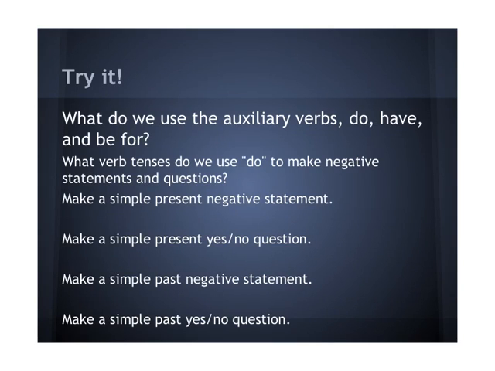Okay, it's your turn. Let's try it. What do we use the auxiliary verbs do, have, and be for? Okay, you're right if you said that we use them to make questions and negative statements. All right, so what verb tenses do we use do to make negative statements and questions? Which verb tense? You're right if you guessed simple present and simple past.